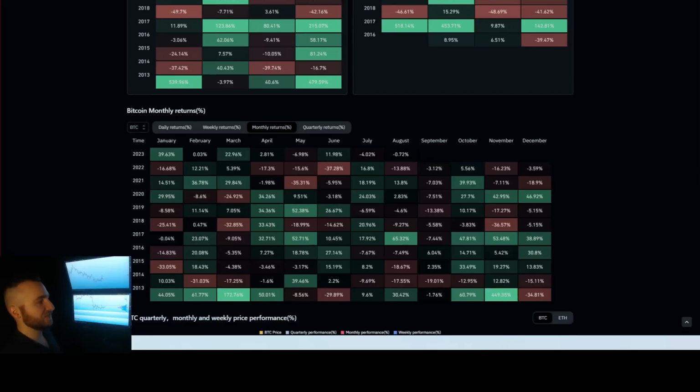As per the monthly returns for Bitcoin, August is down 0.72%. Still relatively early in the month, a lot can change. Moving over to September, we can see September is naturally a very bearish month with only 2 months that have been green. Very interesting, something to keep your eyes on.